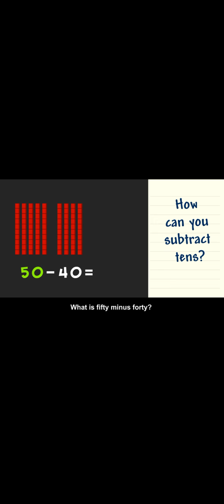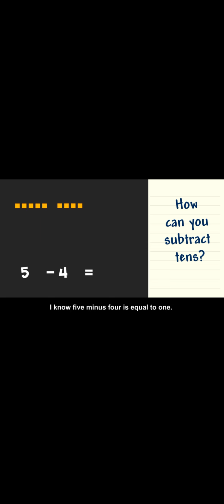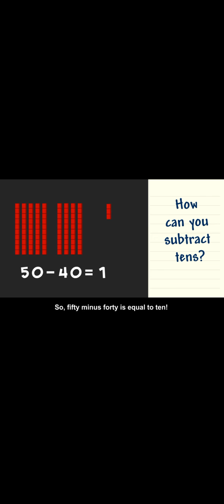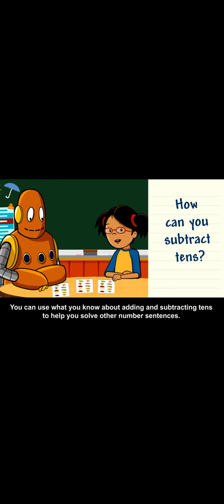What is 50 minus 40? Hide the zeros to help you solve. I know 5 minus 4 is equal to 1. So 50 minus 40 is equal to 10. You can use what you know about adding and subtracting tens to help you solve other number sentences.